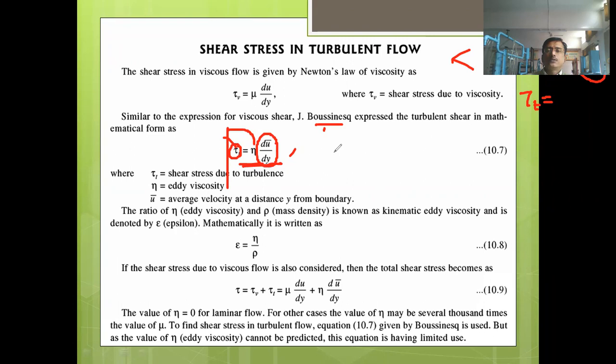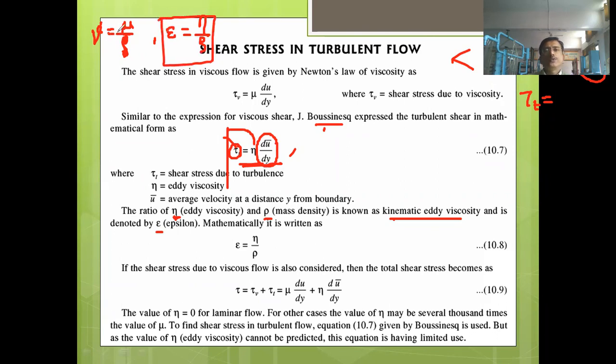Just as we take the ratio nu is equal to mu upon rho, so kinematic viscosity is the dynamic viscosity to the density. Similarly, if we take the ratio of eta, that is eddy viscosity, to the density, then it is known as kinematic eddy viscosity, and it is denoted by the letter epsilon. So I can write epsilon is equal to eta divided by rho.